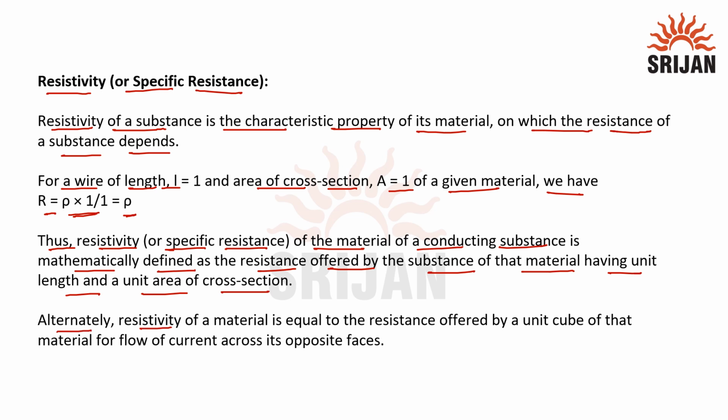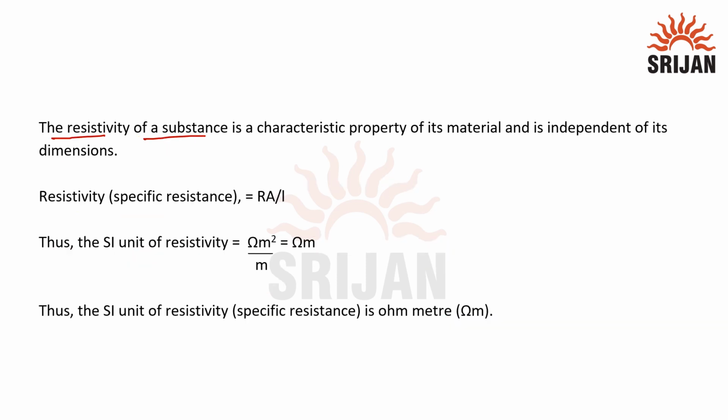Alternately, resistivity of a material is equal to the resistance offered by a unit cube of that material for the flow of current across its opposite faces. The resistivity of a substance is a characteristic property of its material and is independent of its dimensions. Resistivity or specific resistance, that is rho, is equal to resistance into area of cross section divided by length.